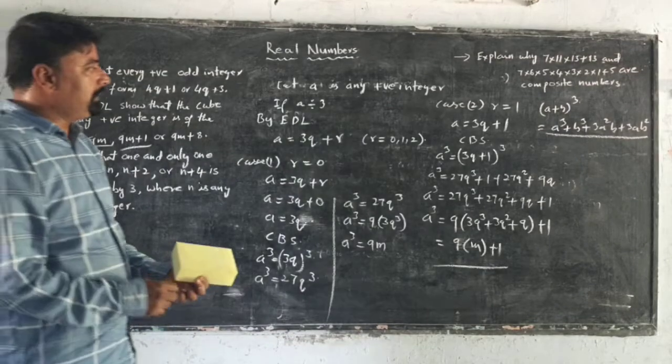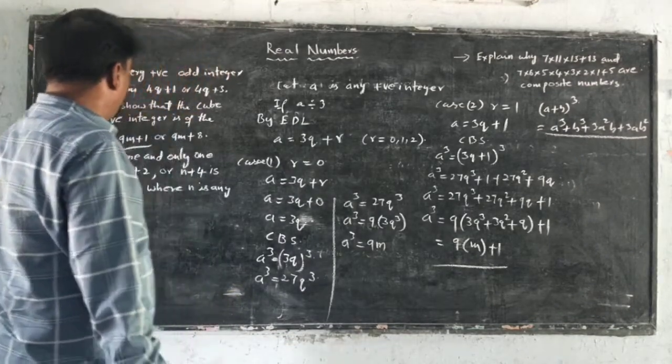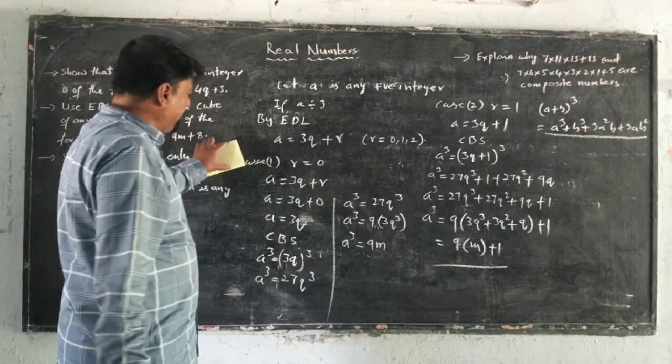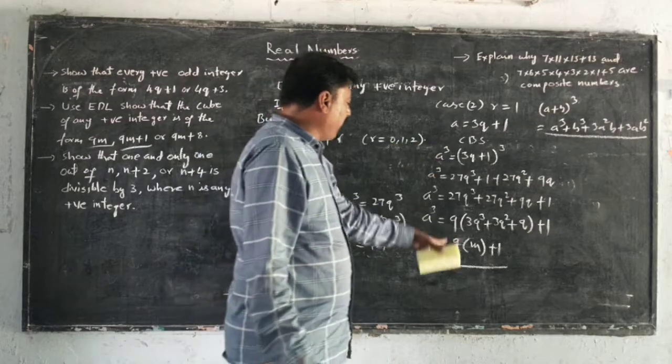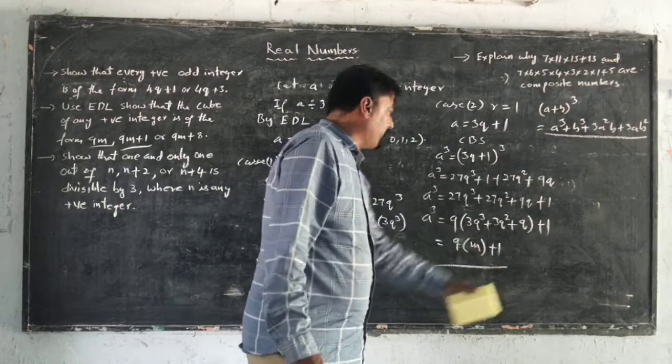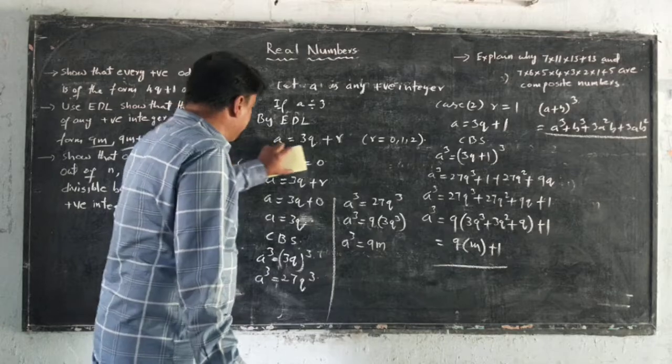I just need some space to prove the third one. Shall I remove the first case? In the first case we proved that the cube of any number is 9m. In the second case we proved that the cube of any number is 9m plus 1. So for the sake of the third case, I will remove this one.